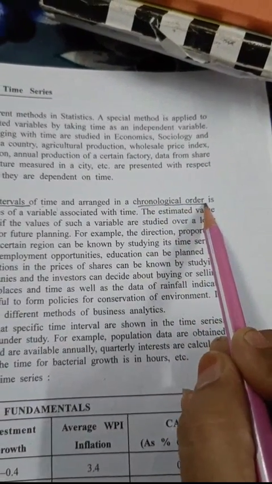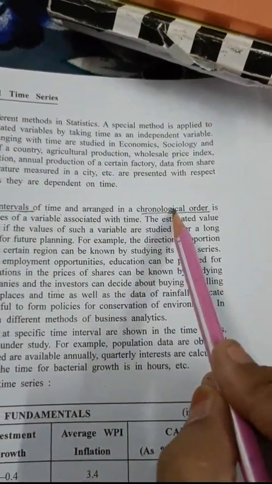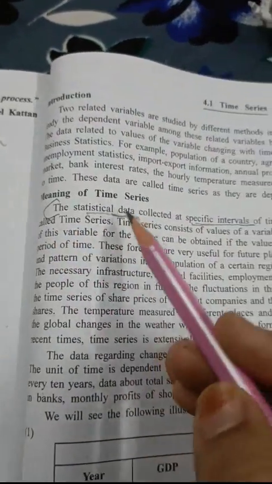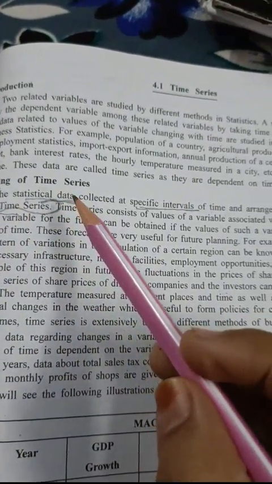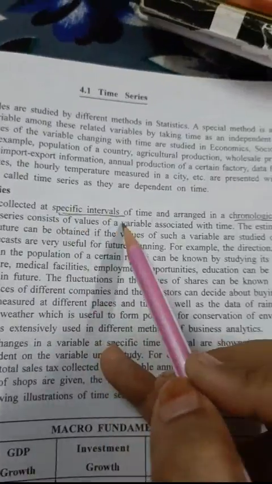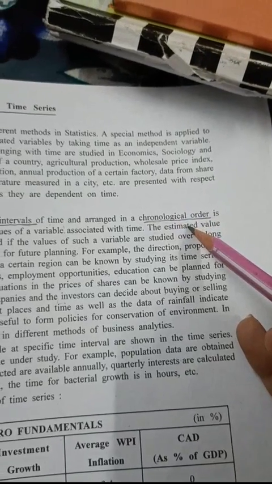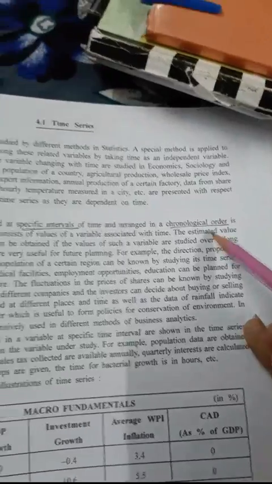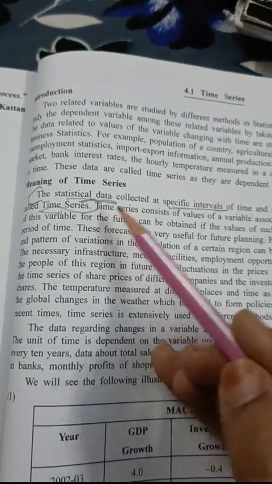chronological order. Chronological means a numerical order. The data which they are collecting, that data they are arranging in chronological order, numerical order, is called time series. That is known as what? Time series. Again, I am telling, a statistical data collected at a specific interval and arranged in a chronological order, 1, 2, 3, 4, 5, 6, like that they are arranged, is called what? Time series. Is that clear? This is what is known as time series.